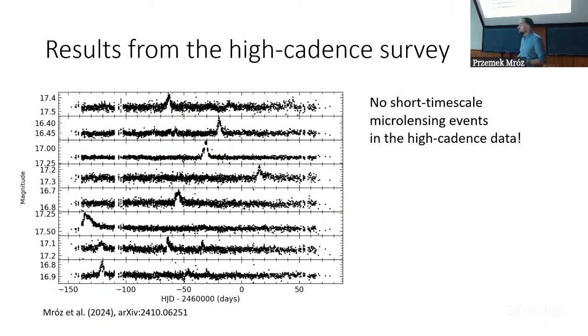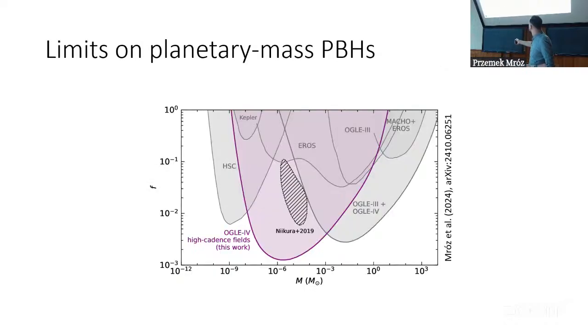When we look at the data, we found some interesting objects, but if you look more closely, none of them is a microlensing event. And we concluded that we have no short timescale microlensing events in our high cadence data. This again can be translated into limits on planetary mass black holes in the Milky Way dark matter halo. We rule out a pretty large chunk of the parameter space.